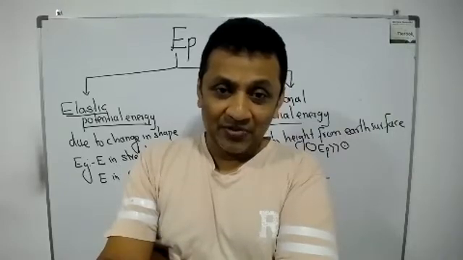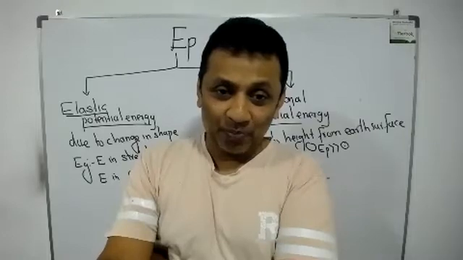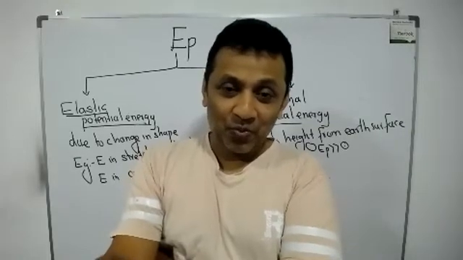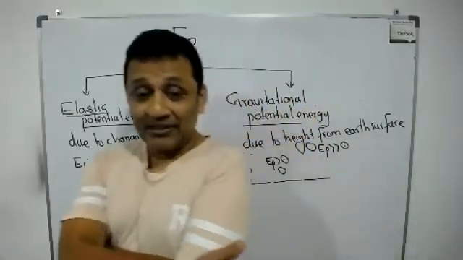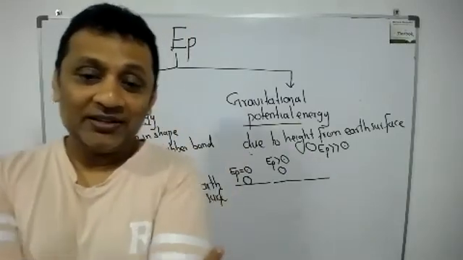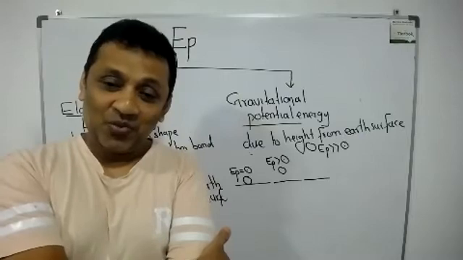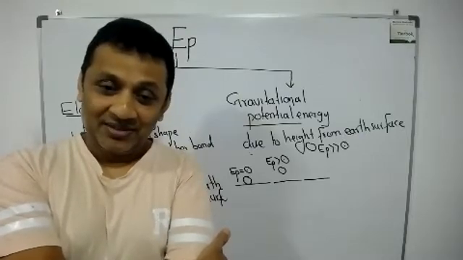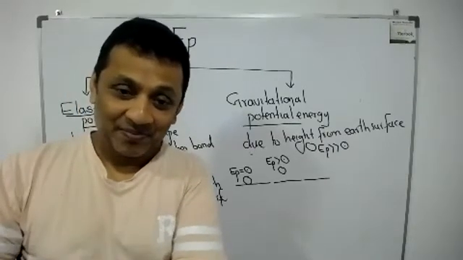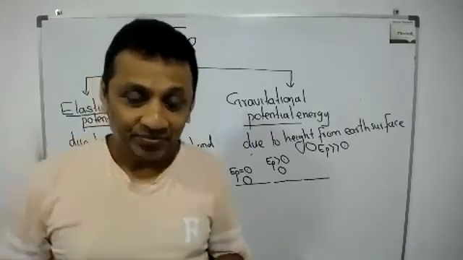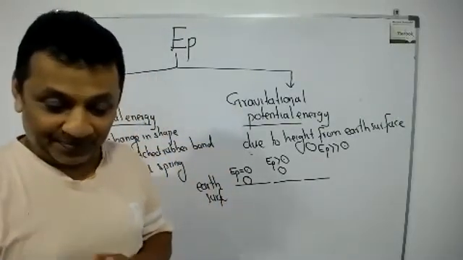One person is on the top of the first floor, and another person is on the top of the second floor. Who has more potential energy? The person on the top of the second floor. The more the height, the more potential energy there will be. Are you clear? Hope you are clear.